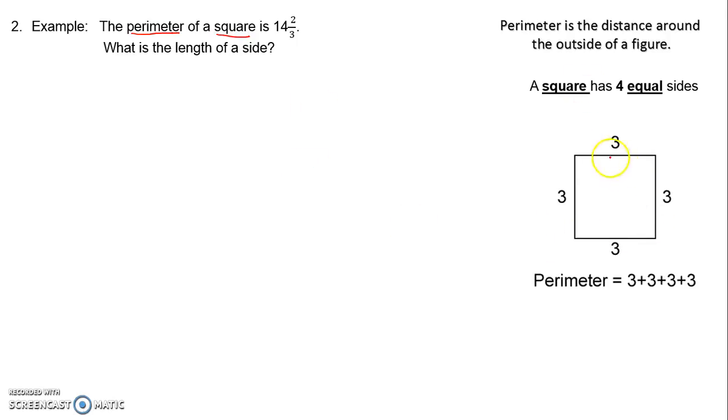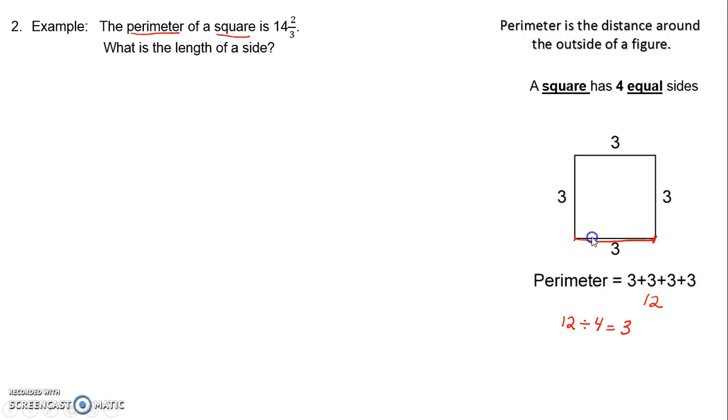Here is a picture of a square. The sides on this square happen to each be 3 units long. So the perimeter is 3 plus 3 plus 3 plus 3, or the perimeter is 12. If you're given that perimeter of 12 and you want to get back to the length of just one side, because there are 4 equal sides, you could break that 12 into 4 equal parts. 12 divided into 4 equal sides would mean 3 units on each side.